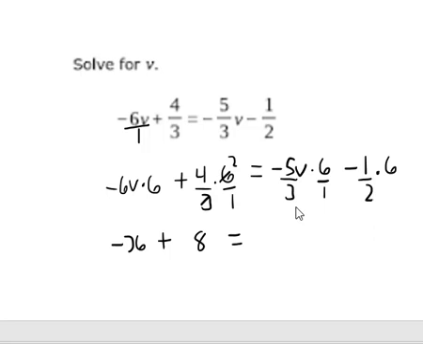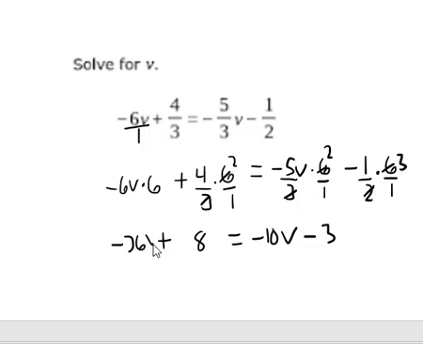Okay, negative 5/3 v times 6. 3 goes into 6 twice, and 2 times negative 5v is negative 10v. Now that fraction's gone. And then negative 1/2 times 6 is a negative 6 over 2, or a 3. And 2 goes into 6 3 times, negative 1 times 3 is negative 3.